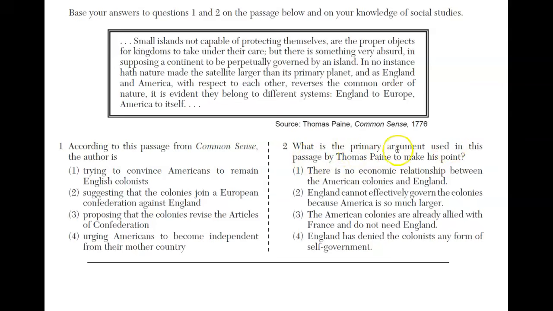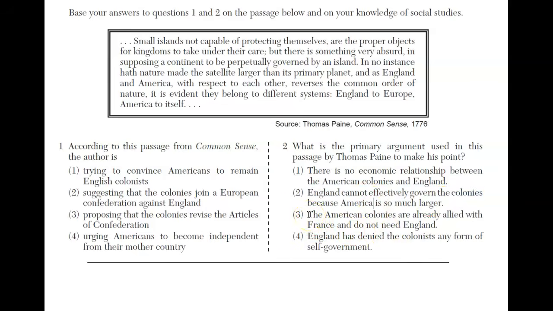Number 2, what is the primary argument used in this passage by Thomas Paine to make his point? Once again, you have to figure out for yourself what is the point he's trying to make. There is no economic relationship between America, colonies, and England? Does he ever imply that? No, he talks about the fact there is a connection. One is trying to rule the other. England cannot effectively govern the colonies because America is so much larger. When you get that, hang on to it. Make sure you read all of the choices because you want to pick the best one, not just say, oh, that sounds pretty good, jump to that and not even read the rest.